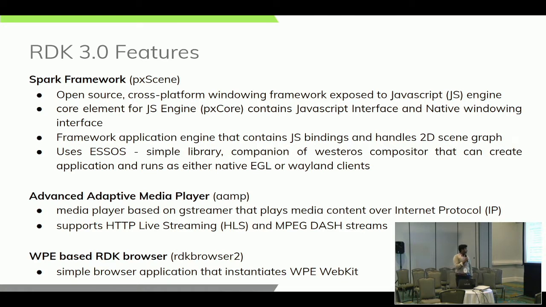Another one is the AAMP player. It's a simple application for supporting IP playback. This player is based on GStreamer, and it supports Apple HLS and MPEG-DASH streams. It also supports the HTML5 video tag on WPE, and it has an HLS parser and DRM manager. It supports PlayReady and Widevine also, and it has a GStreamer plugin that the AAMP application uses.